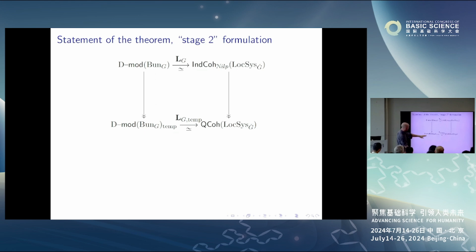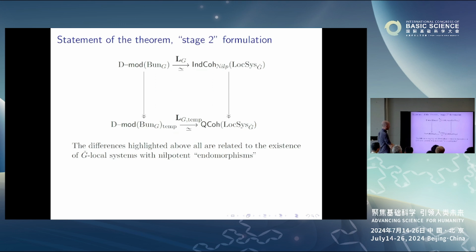And over here, there's also a smaller object, but also a little bit weird. And the statement is that the guys on top are equivalent and the guys on bottom are equivalent. So that's what our theorem is saying. So there are these differences I'm highlighting above. So this difference and this difference, both due to Arinkin and Gaitsgory. And these are related, like this nilpotent singular support says, to G-check local systems that have nilpotent endomorphisms.